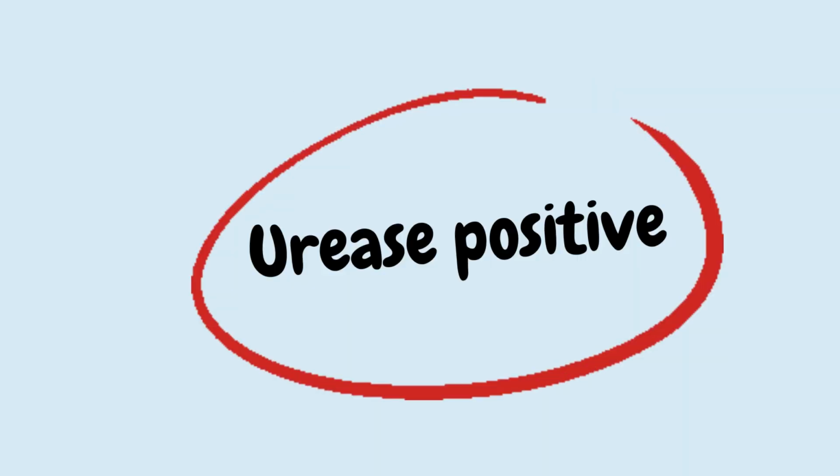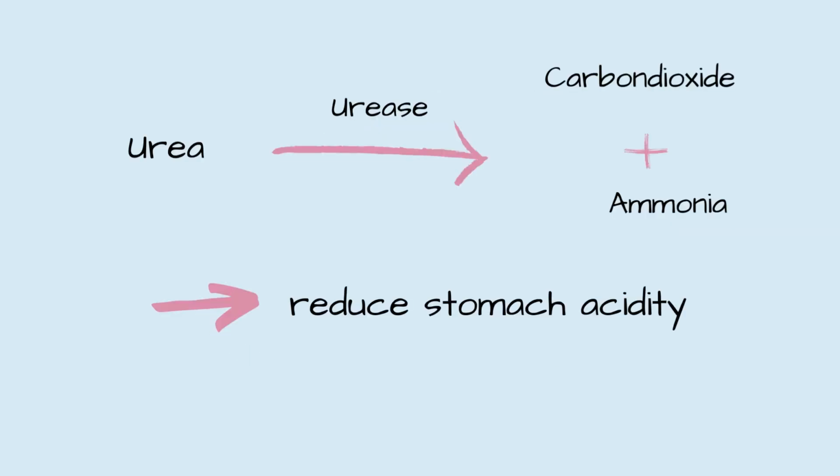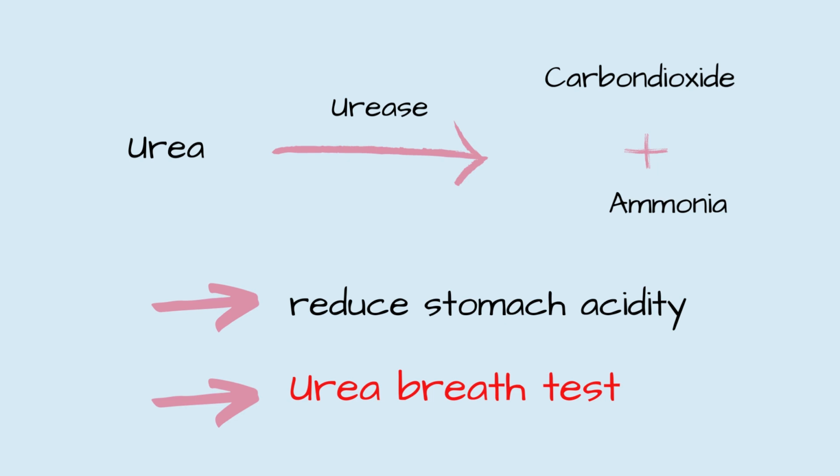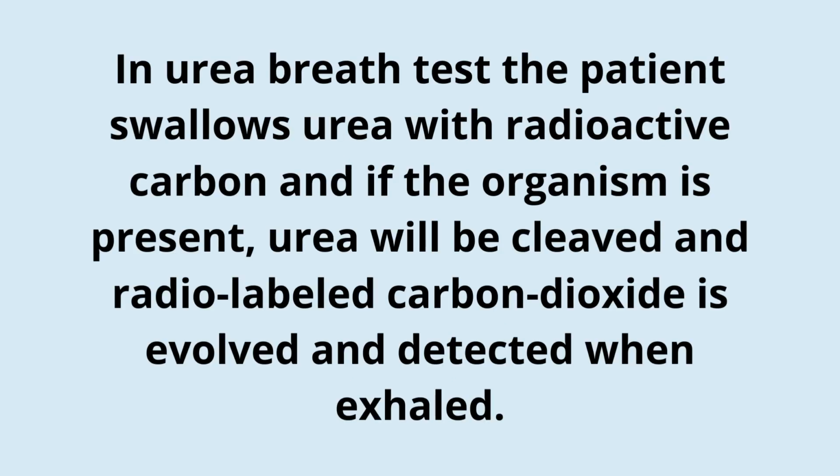Now moving on, H. pylori are urease positive, that is, they release an enzyme urease that splits urea into ammonia and carbon dioxide to reduce acidity and provide suitable environment for bacteria, and serves as a screening test as well. In urea breath test, the patient swallows urea with radioactive carbon, and if the organism is present, urea will be cleaved and radio-labeled carbon dioxide is evolved and detected when exhaled.